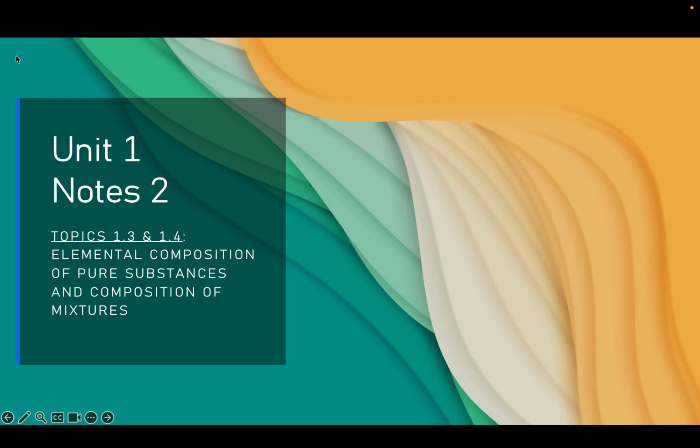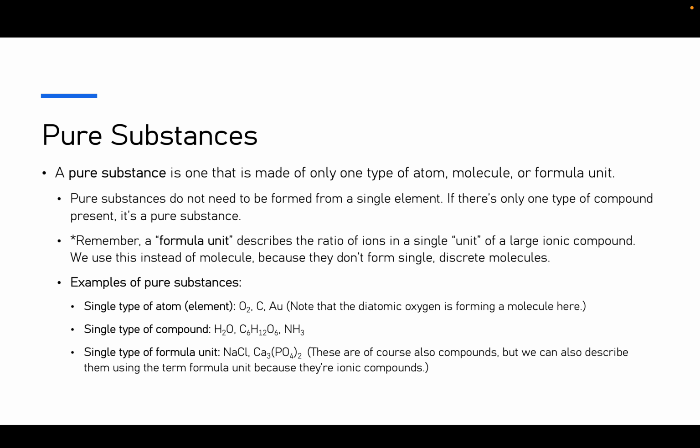Everyone, today we're going to be touching on the difference between a pure substance and a mixture, but mostly we're going to be learning how we can apply the mole concept to understand the composition of a pure substance. Before we can do that, we need to figure out what a pure substance is. A pure substance is one that is made up of only one type of thing.